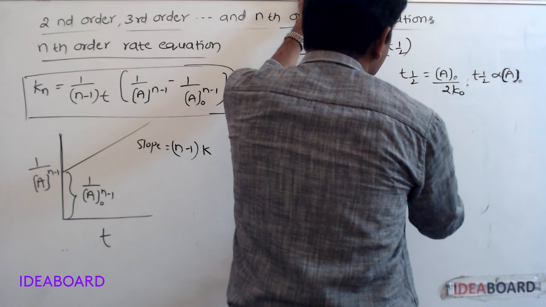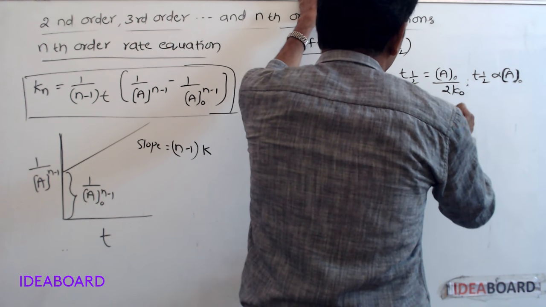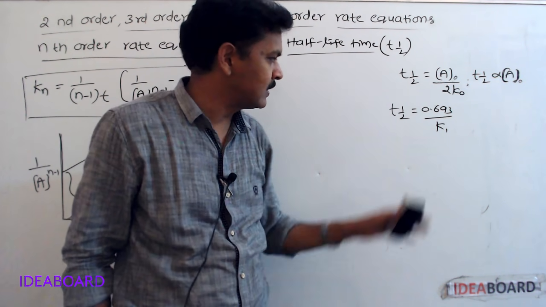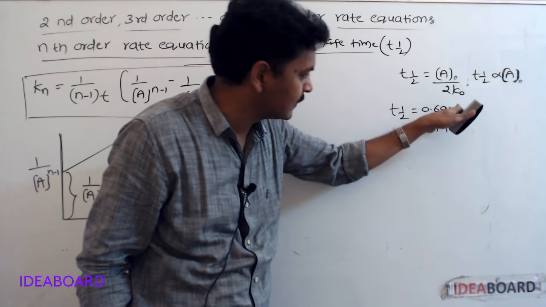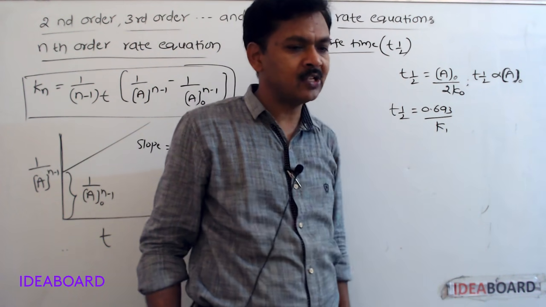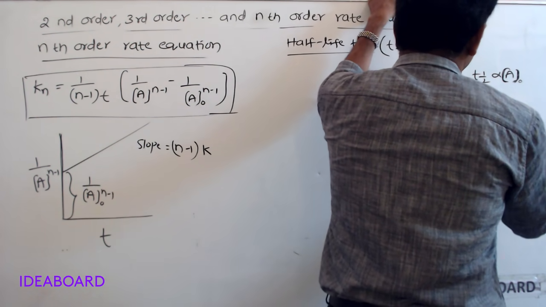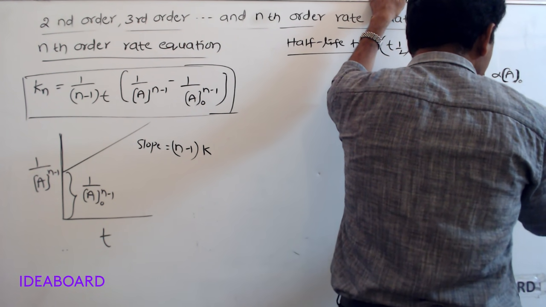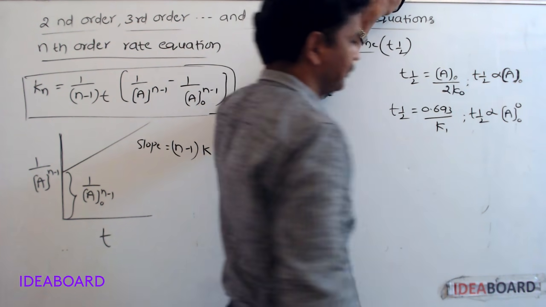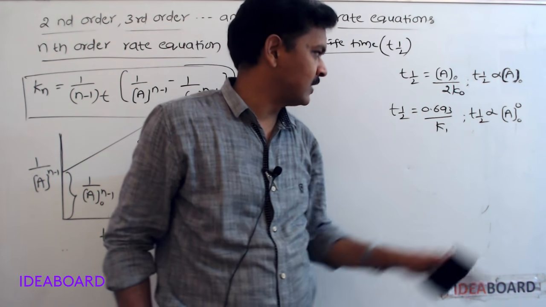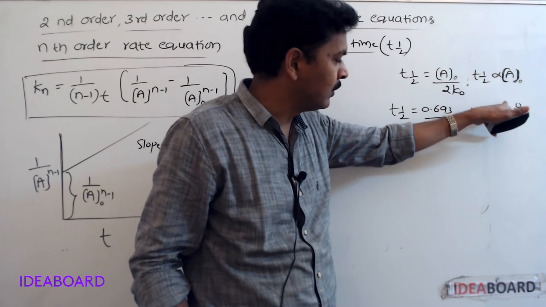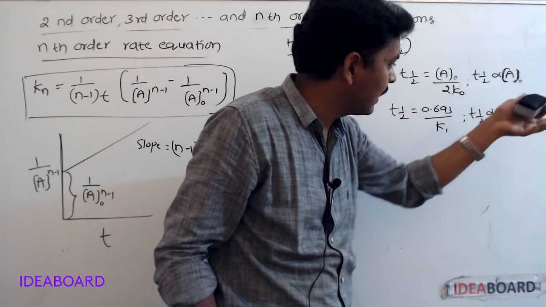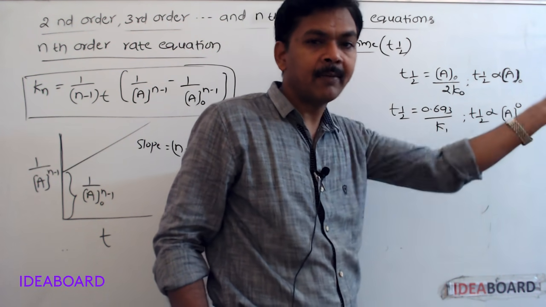For first order reactions, we have this formula: T half is equal to 0.693 by K1. Here there is no initial concentration. Then T half is directly proportional to initial concentration of the reactant power 0. That means for first order reactions, half lifetime is independent of initial concentration.